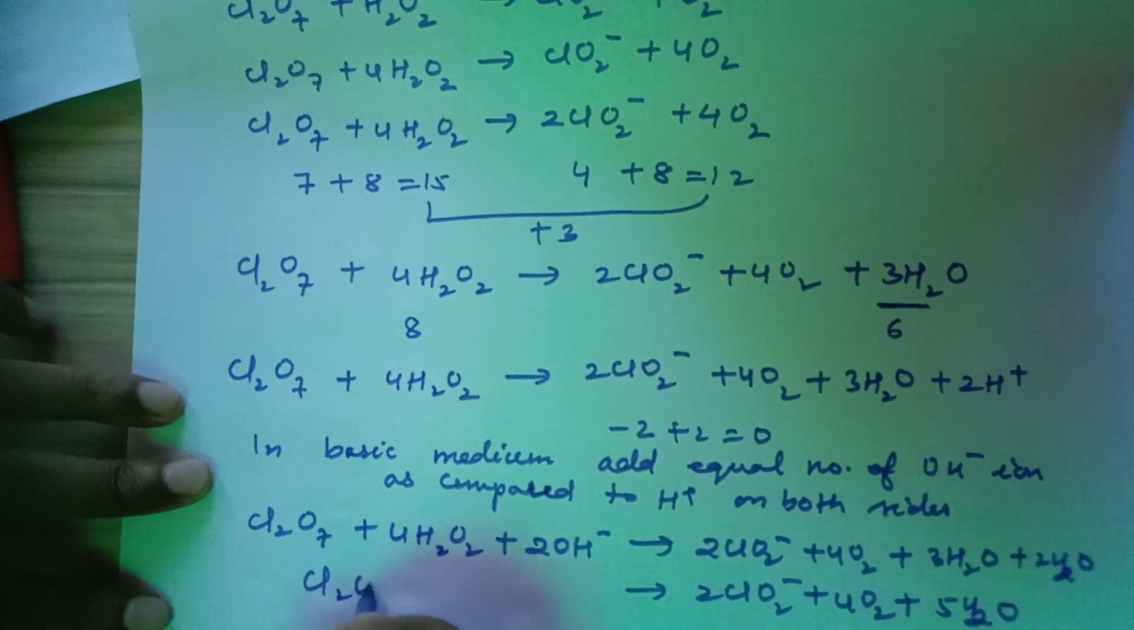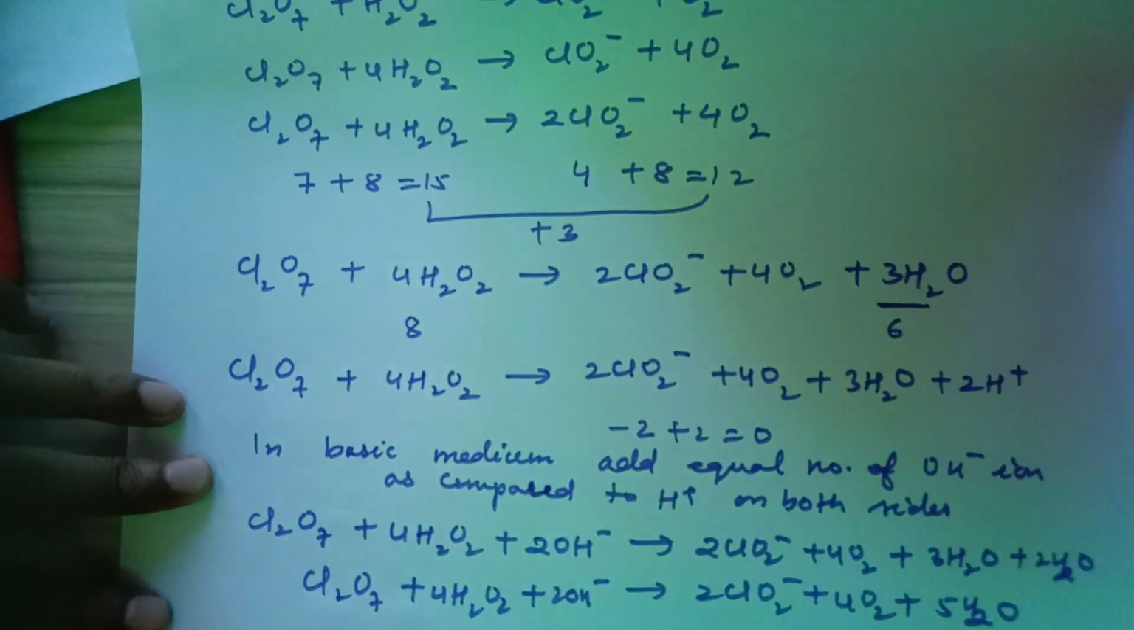Here it will be 2Cl2O7, 4H2O2 plus 2OH minus. The given equation is balanced. Here there is minus 2 charge, here there is minus 2 charge. Chlorine is 2, oxygen is balanced, number of hydrogen is balanced. Here 10 hydrogen is there, here 4 plus 2 plus 4, 10 hydrogen is there. So the given equation is balanced by the given oxidation state.